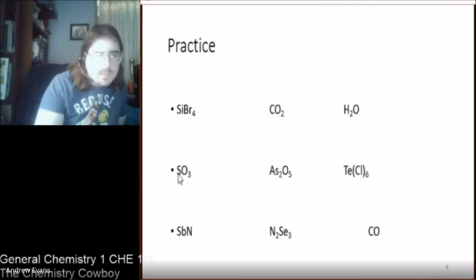So sulfur's below oxygen, so we call this sulfur trioxide. So this one, diarsenic pentoxide. So penta or pentoxide. And some of this comes from recognizing the elements. Tellurium hexachloride. Antimony mononitride.